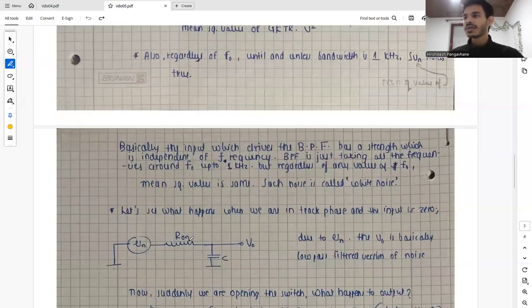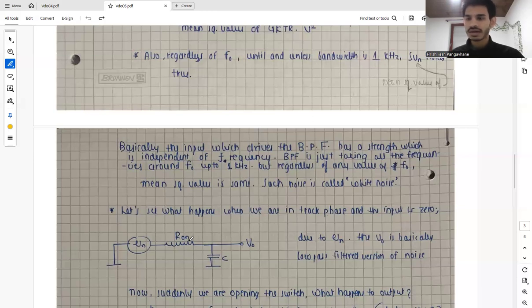So basically, the input which drives the band pass filter has a strength which is independent of frequency, and the band pass filter is just taking all frequencies around the center frequency f naught, up to 1 kilohertz. But regardless of the value of f naught, we can take f naught anywhere, the mean squared value is the same for any f naught, and such noise is basically called white noise.